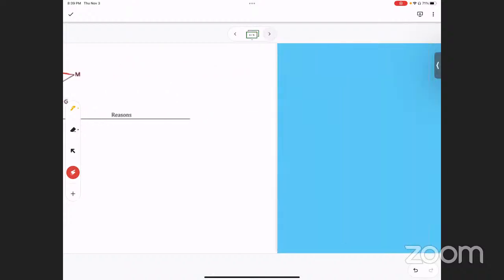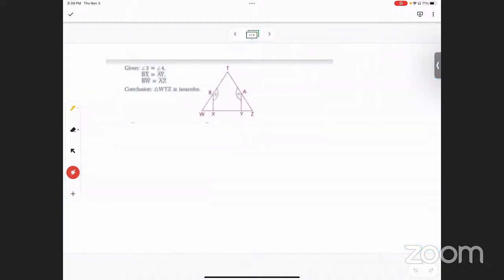Okay. Next one. It says given 3 and 4 are congruent. Okay, so 3 and 4 are congruent. We'll just do that. BX and AY are equal. BW and AZ are equal.